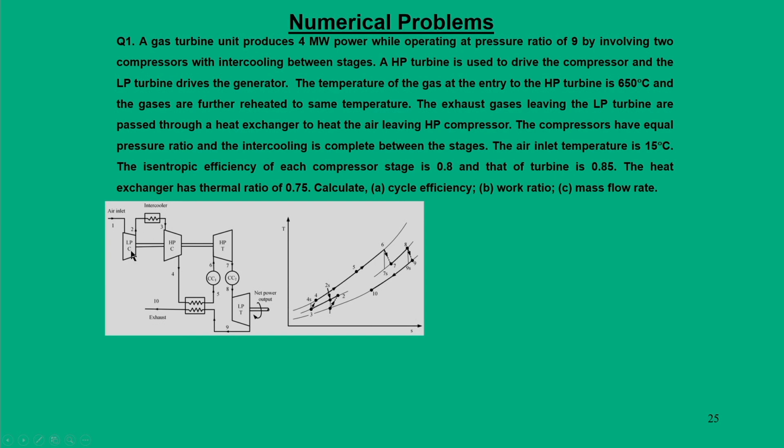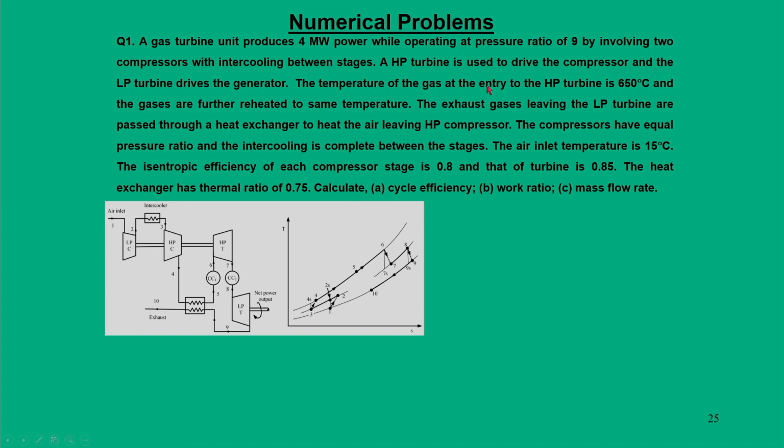So, first we have to draw the circuit. It has two compressors with an intercooler in between. The HP turbine is used to drive the compressors and the LP turbine is used to drive the generator, which produces the power. So the shafts of the LP turbine and HP turbine are different, because one produces the power and the other drives the compressor.